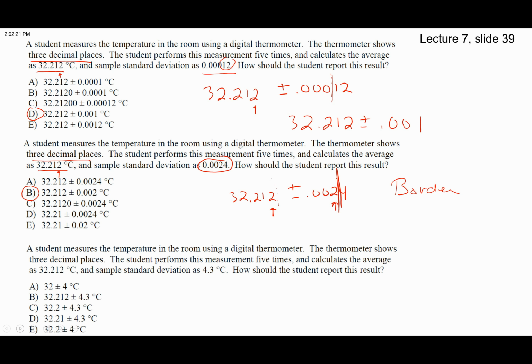Okay, next. Look at that, the same question. 3 decimal places, same average. Standard deviation is 4.3. Rule 1, keep one significant figure if it begins with any number except for 1 or 2. So in this case, we're going to go plus or minus 4. Then this has to match, so it's 32. And then rule 3, you know our error is there. This error is bigger, so our answer for that will be A.